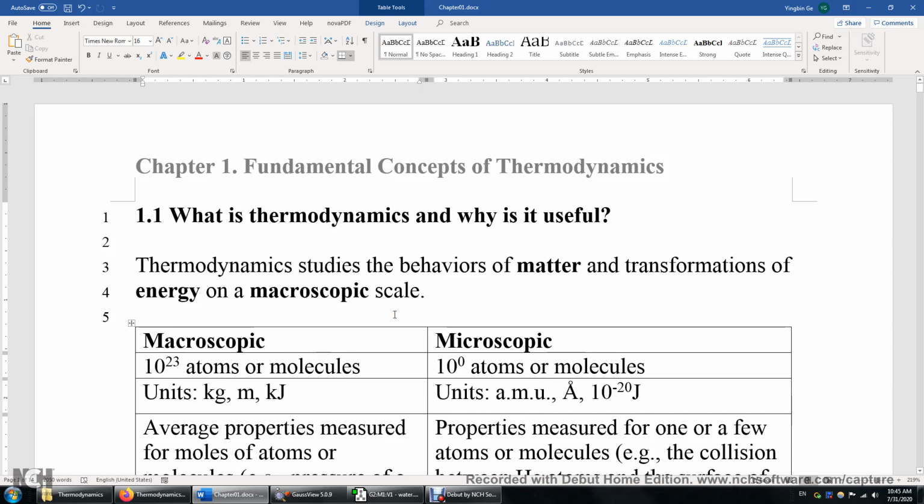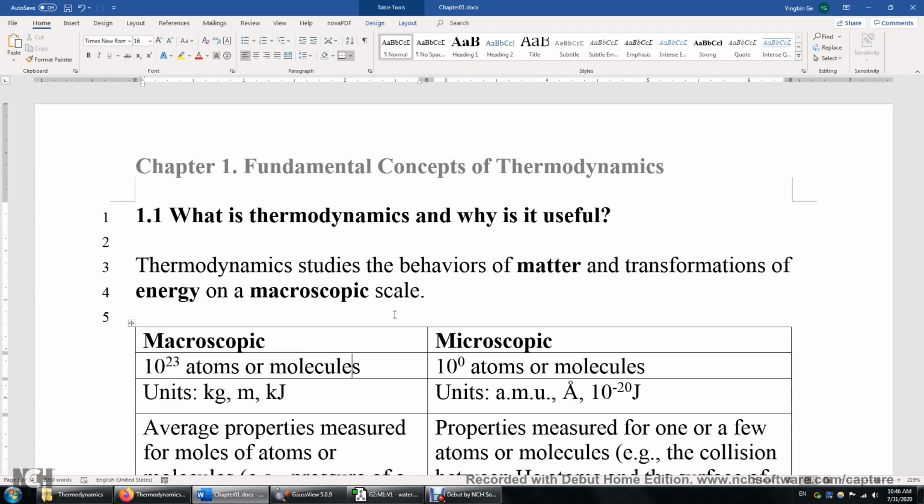Good morning. This is Physical Chemistry, Part 1, Thermodynamics, Chapter 1, Fundamental Concepts. Section 1.1, What is thermodynamics and why is it useful? Thermodynamics studies the behaviors of matter and transformations of energy on a macroscopic scale.